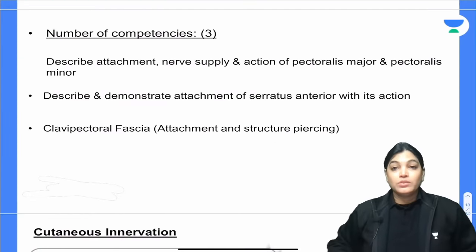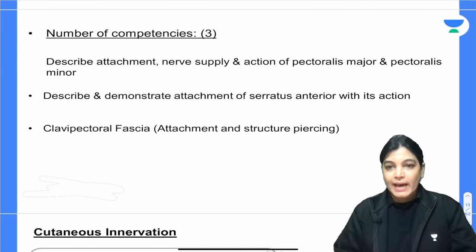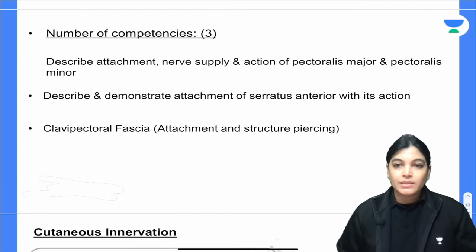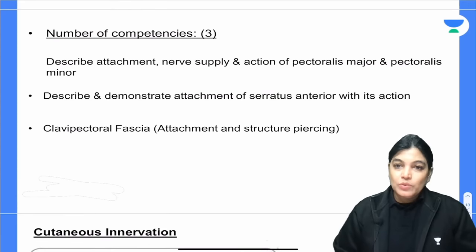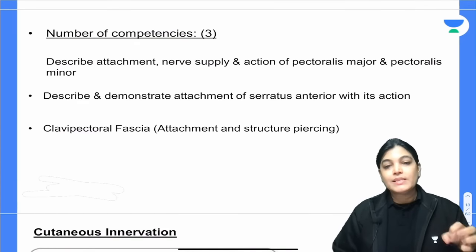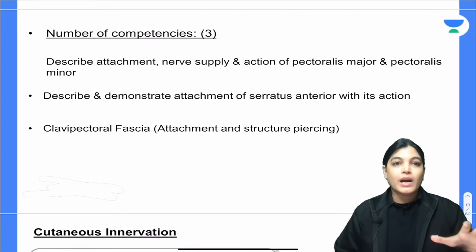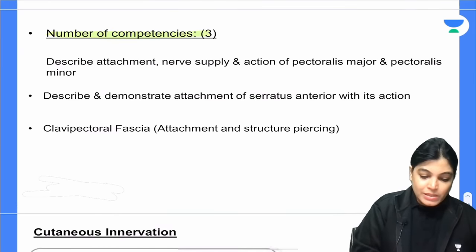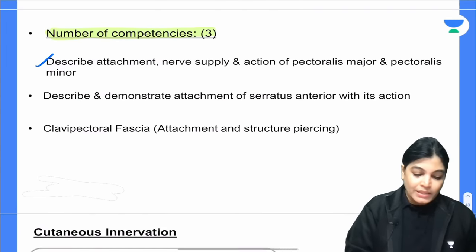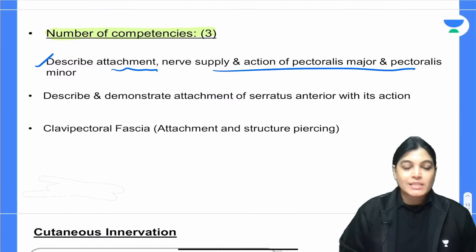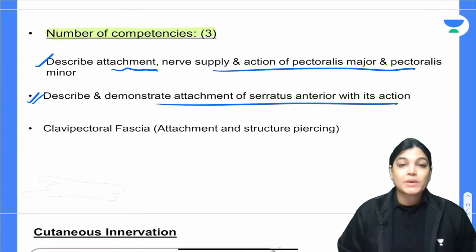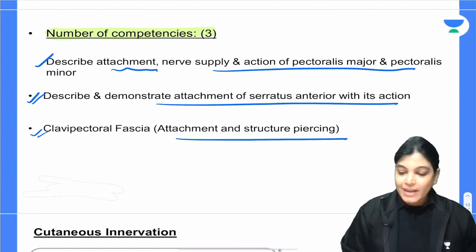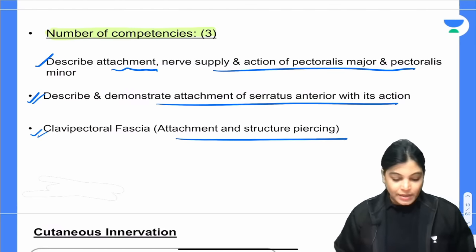Before starting the session, I want to continue the sessions on the entire anatomy for future doctors according to the new pattern which is followed in the medical colleges. According to the new curriculum, we have to achieve all the competencies required by each topic. If we are going with the pectoral region, we are going to achieve three competencies. The three competencies can be achieved by knowing the attachment, nerve supply and action of pectoralis major and minor, and also by demonstrating the action, origin and insertion of serratus anterior muscle, nerve supply and clinical anatomy, clavipectoral fascia attachments and structures piercing. Okay, so let's start with it.